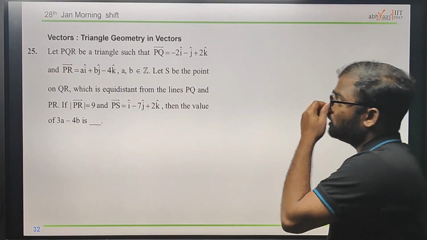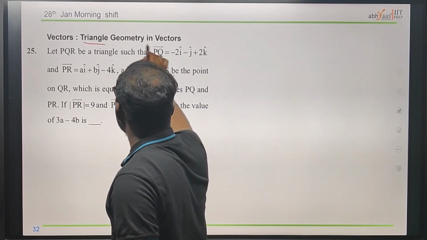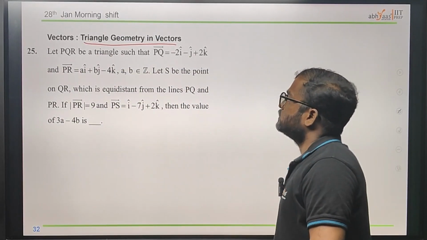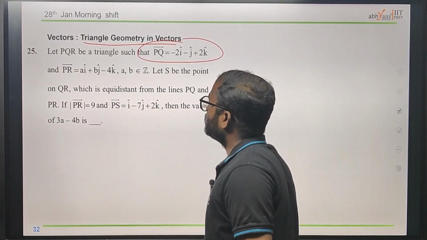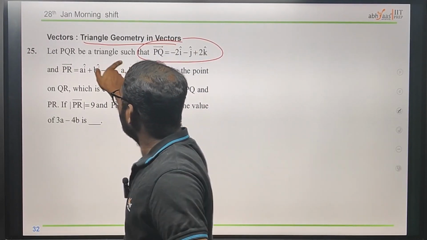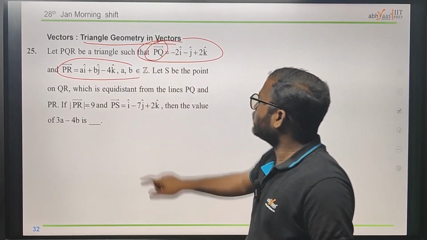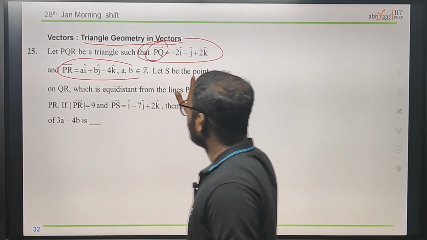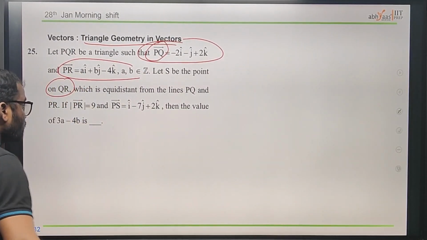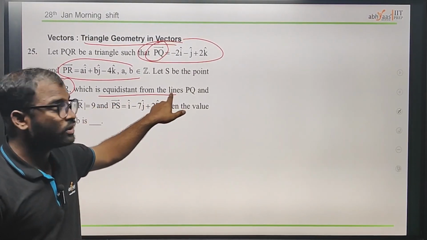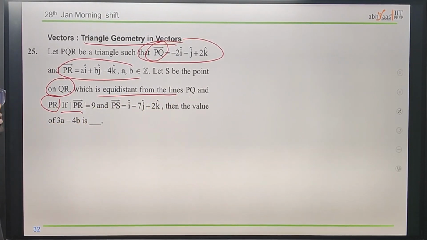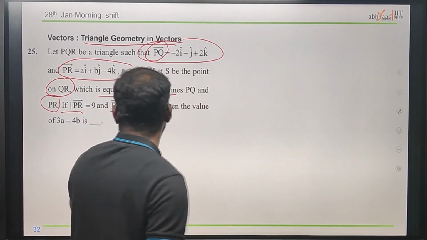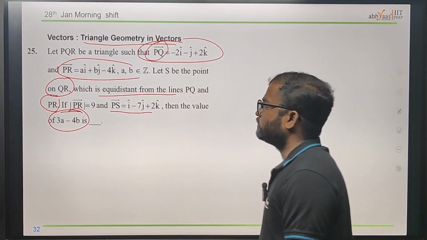Now come to the next question. Vectors, on the basis of triangle geometry in vectors, which is PQ bar equal to minus 2i cap plus j cap plus 2k cap, and they also gave PR. Now they are saying S is a point on QR which is equidistant from the lines PQ and PR. They have given PR equal to 9 and PS equal to this vector. Then what is the value of 3a minus 4b?